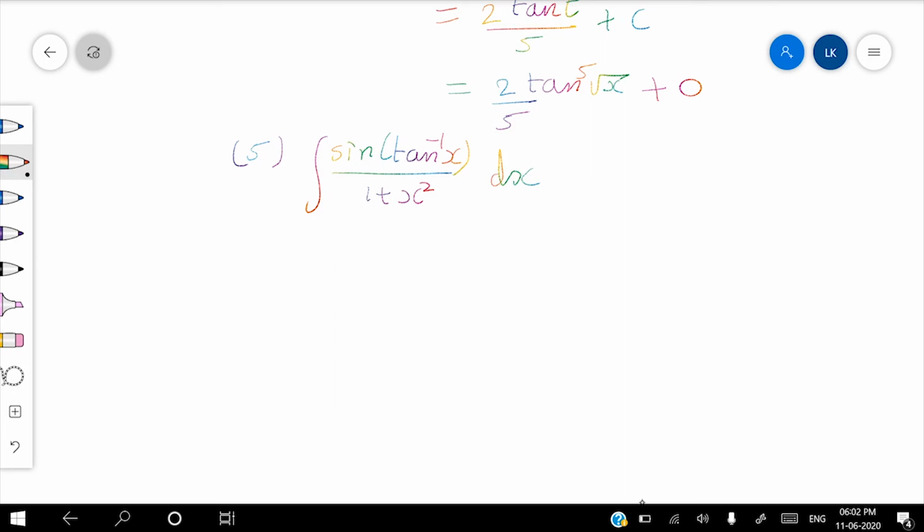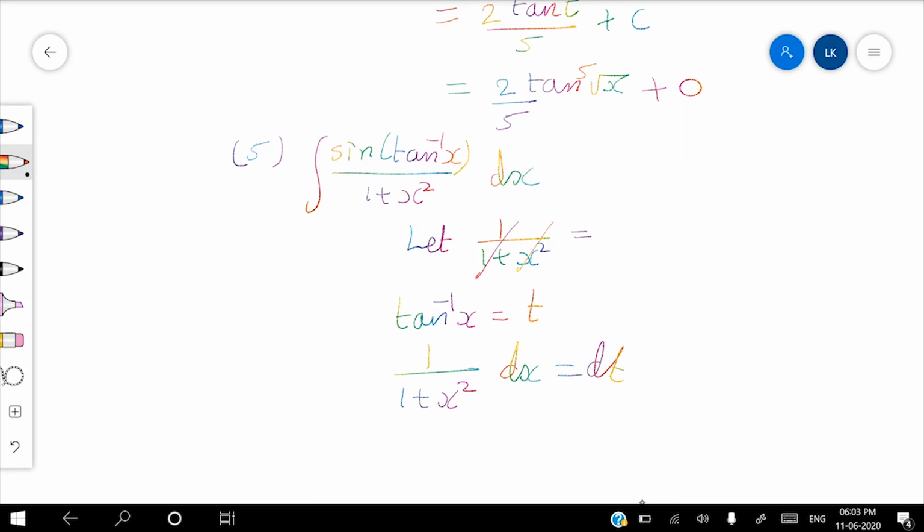What should I assume? What is the relation between tan inverse x and 1 upon 1 plus x square? You know, the derivative of tan inverse x is 1 upon 1 plus x square. So let us use the substitution. Let 1 upon 1 plus x square equal to t. No, it is wrong. What should I assume? Because its derivative is difficult. Let tan inverse x is equal to t. Therefore, 1 upon 1 plus x square dx is equal to dt.